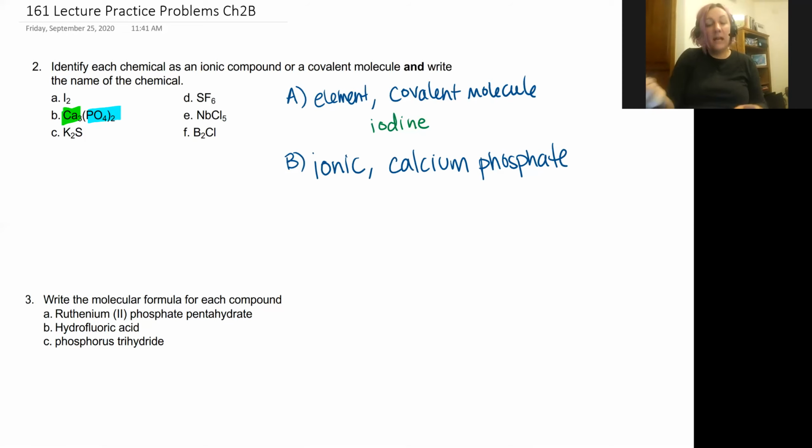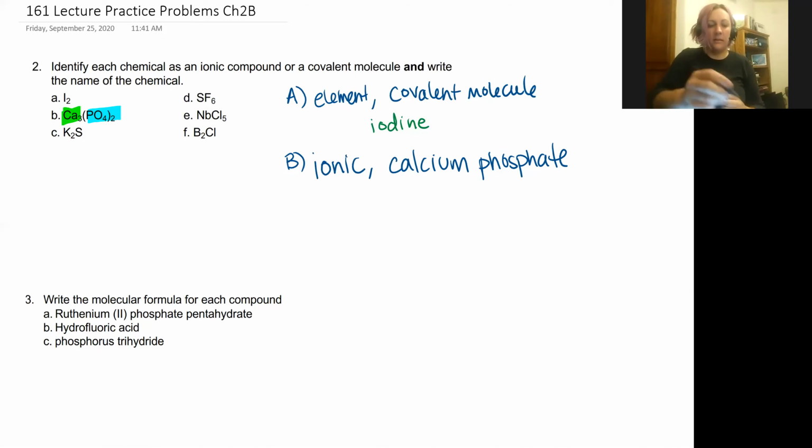And I don't need to manage the number of calcium or the number of phosphates because calcium isn't a transition metal, so it only has one possible charge. And I'm not naming this as a covalent molecule, so I don't need to identify the number of units I have.